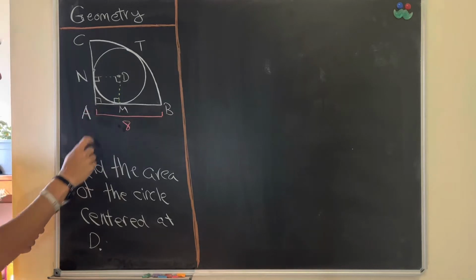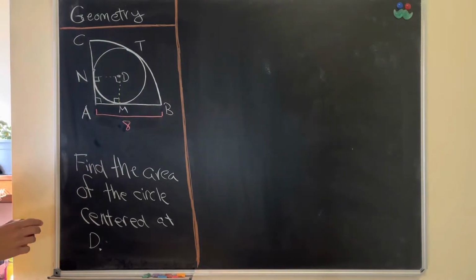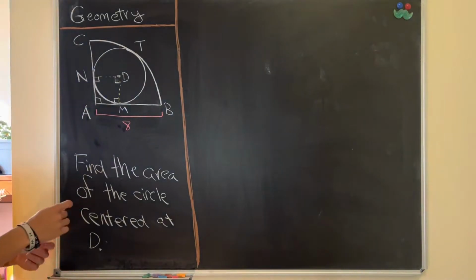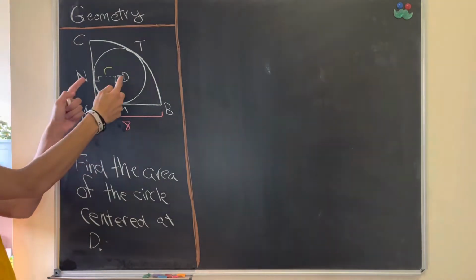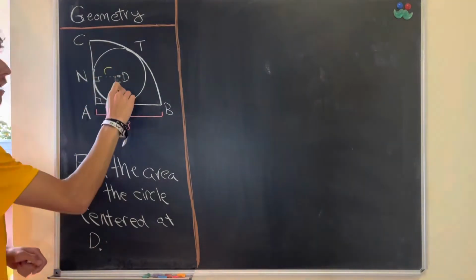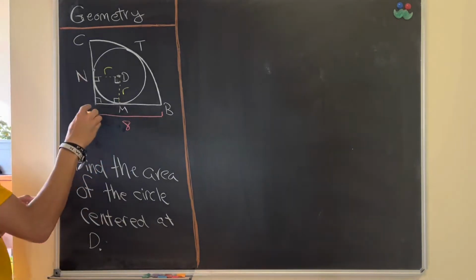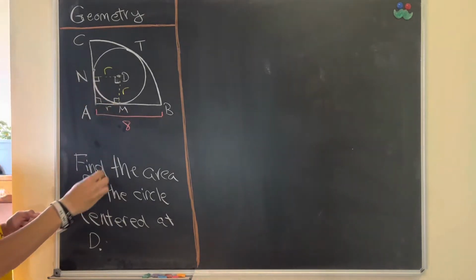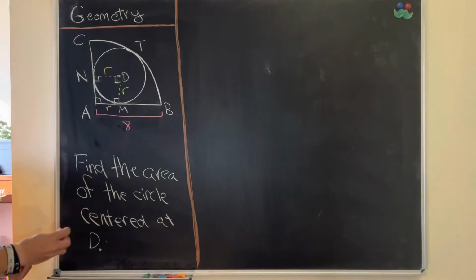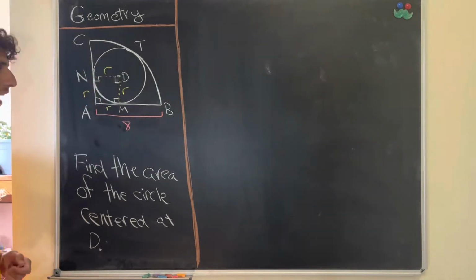And like I said, we know that this angle is a right angle because that's given to us in the problem, which means we're working with a rectangle here. Because both lengths ND and DM are radii of the circle, that means we're also working with a square here. This length AM is also the length of the radius of this smaller circle, and same with length AN.